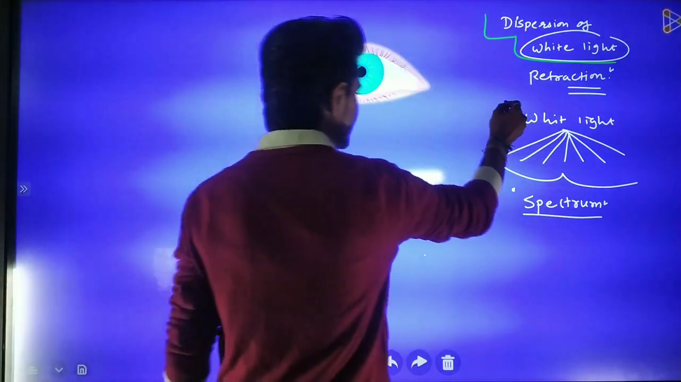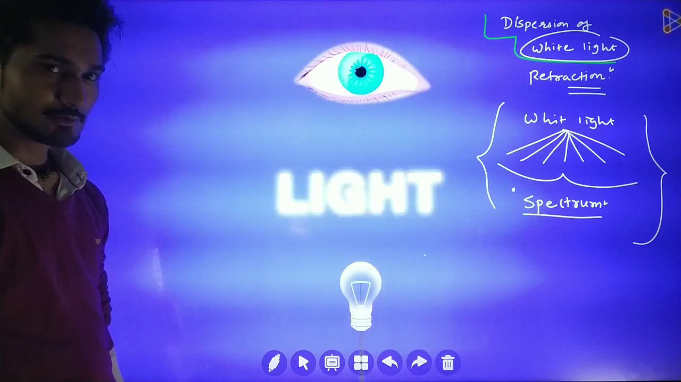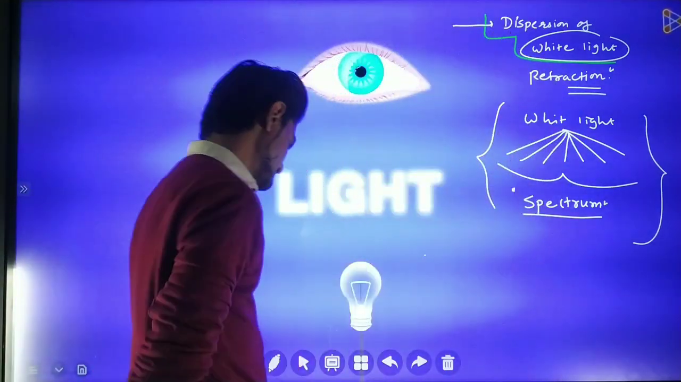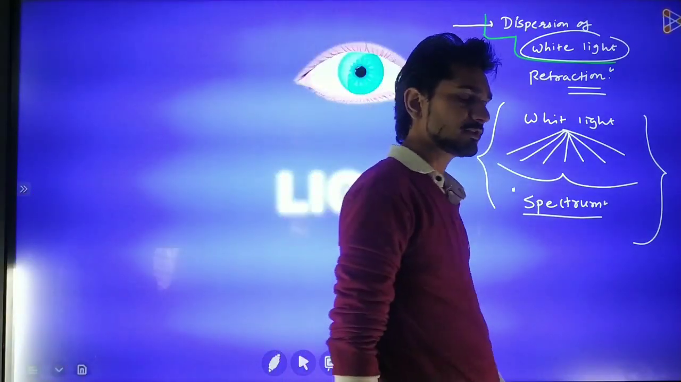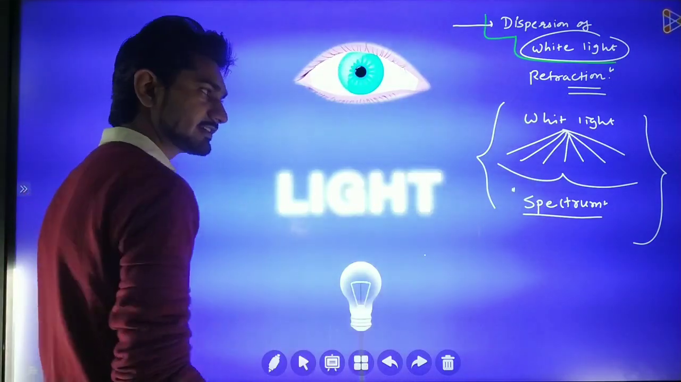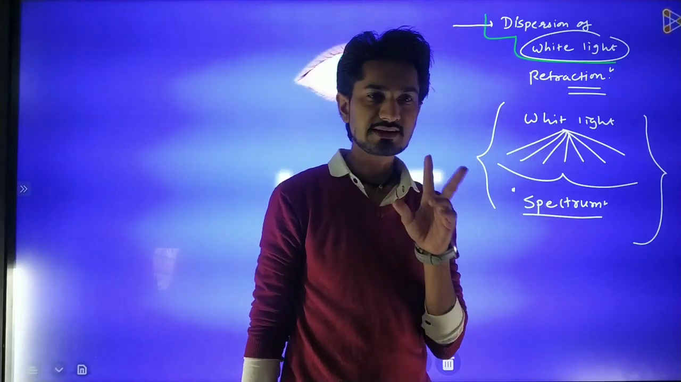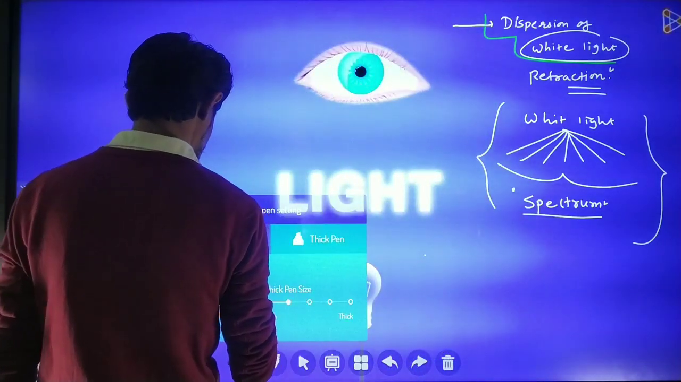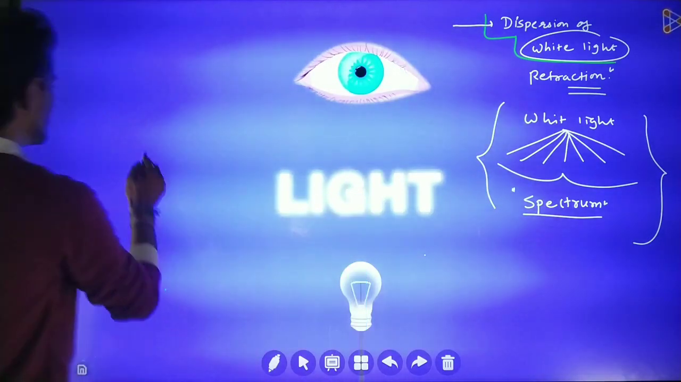To understand that white light is made up of 7 colors, we have to understand the phenomenon called the dispersion of light. To understand dispersion, we have to use the phenomenon called refraction. So we are doing 2 refractions. For that, let us take an example.